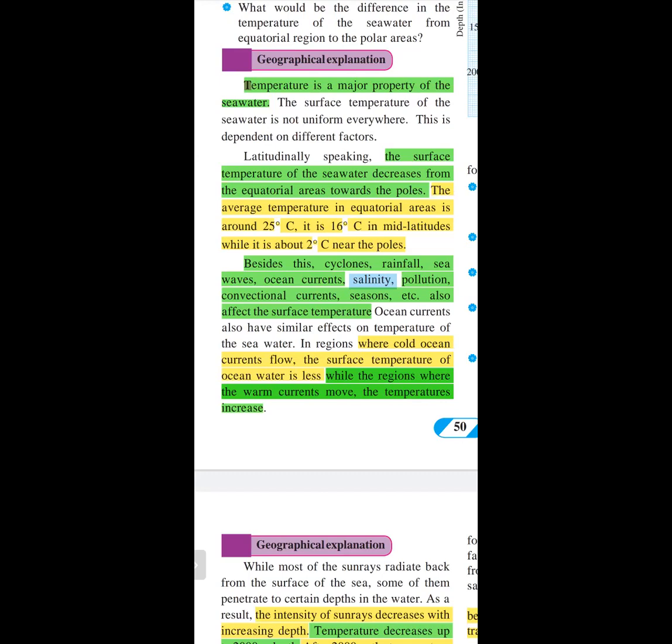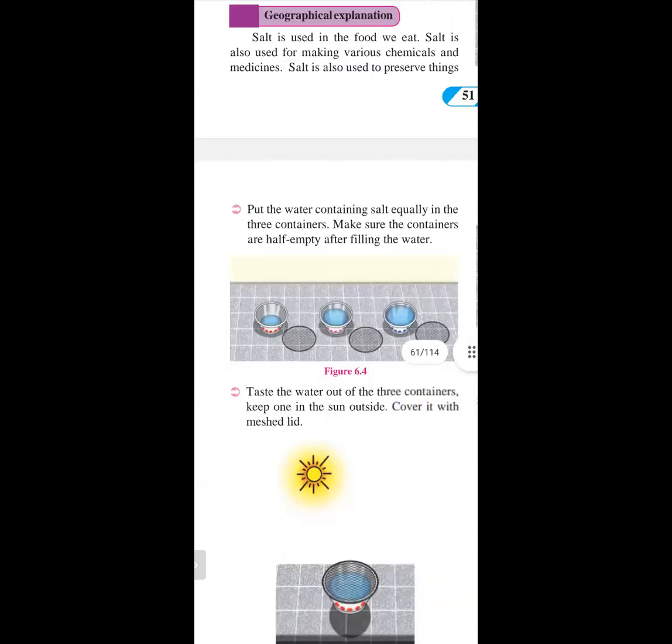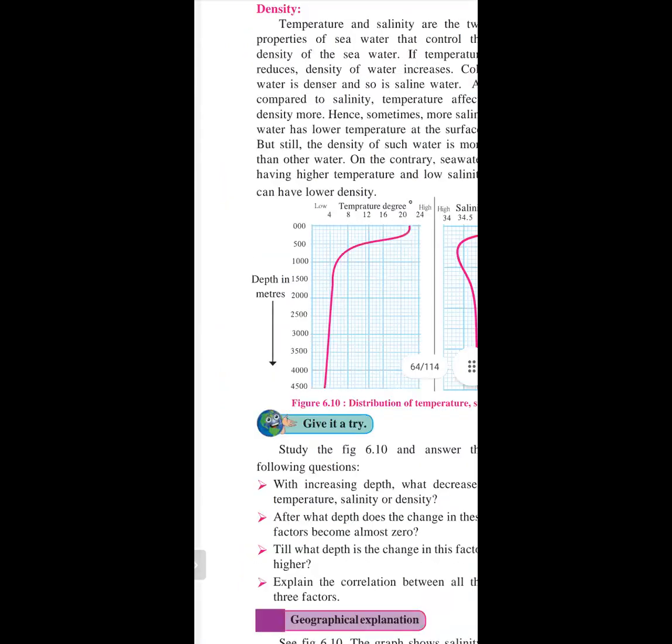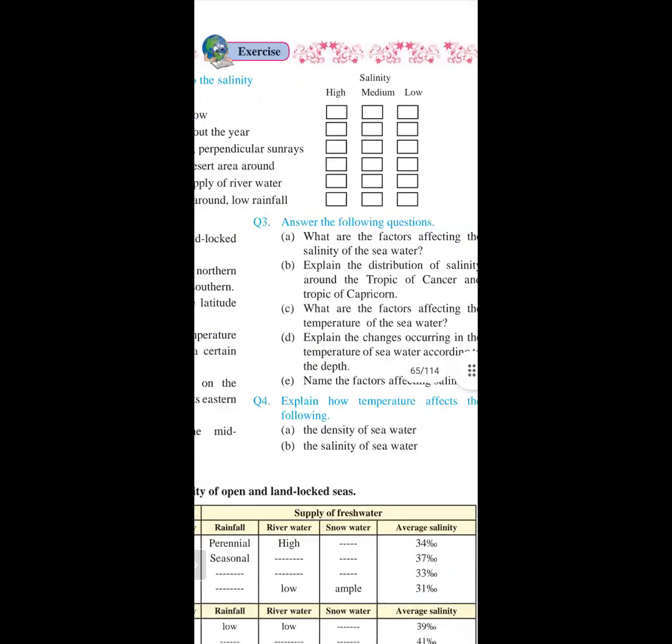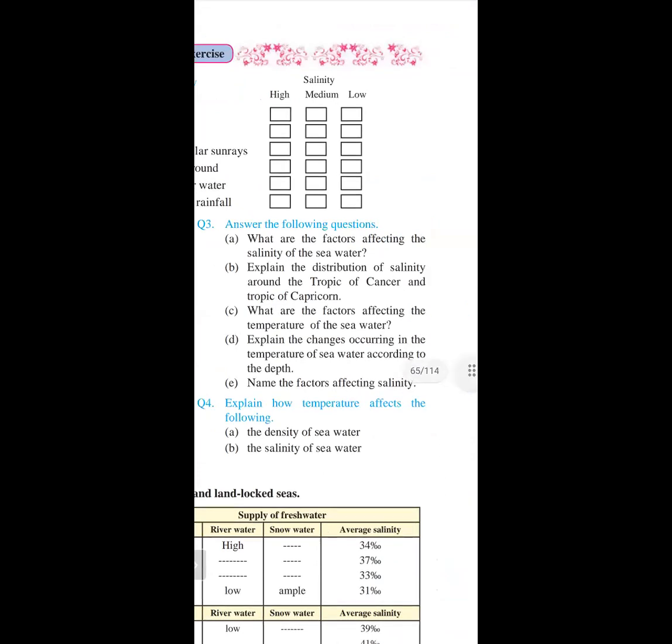Next we'll see the fourth question, 3D, on page number 56. I will read the question first. 3D. Explain the changes occurring in the temperature of seawater according to the depth. According to the depth, how the seawater temperature varies. So take the page number, that is density.